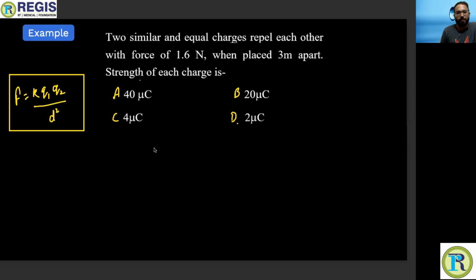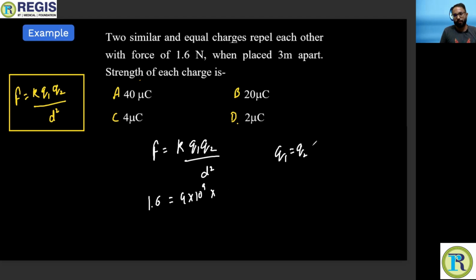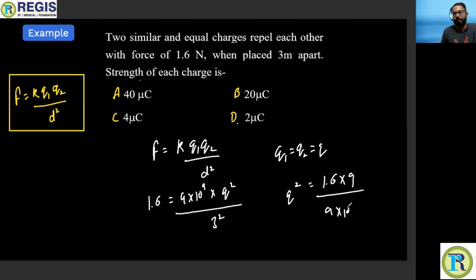So basically, the value of force, I'm repeating the same formula again, F equals K Q1 Q2 by D square. So the force value is 1.6 Newton, and the value of K is how much? 9 into 10 to the power 9, into charges, and both are similar and equal charges. So now let's suppose Q1, Q2 are equal to Q. So we can write Q square divided by distance, which is 3 meters, so 3 square. Q, its value will be equal to how much? 1.6 into 9 divided by 9 into 10 to the power 9.